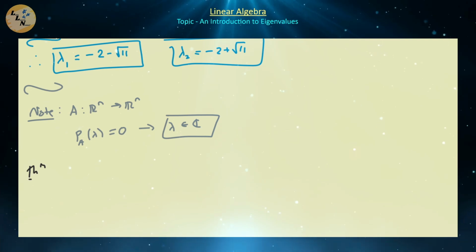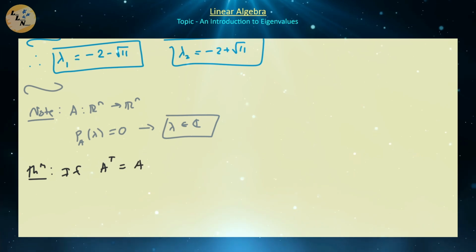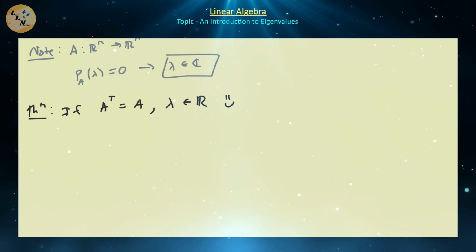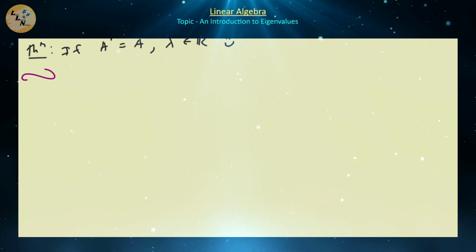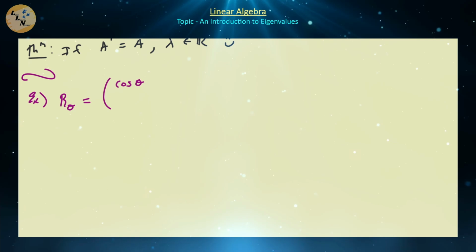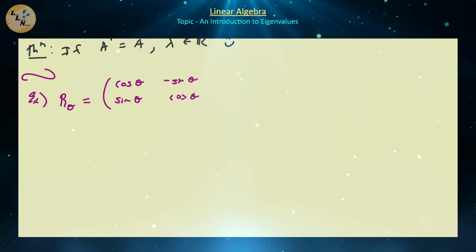Now another theorem that I leave for you to prove is that if A transpose is equal to A, i.e. A is a symmetric matrix, then the eigenvalues of A are always going to be real. This is a very, very beautiful property that we're actually going to take advantage of a little bit later. Let's look at another example just for fun and excitement. Let's look at the rotation matrix by some angle theta in R2 to R2, which, keep in mind, was cosine theta, sine theta, minus sine theta, cosine theta.